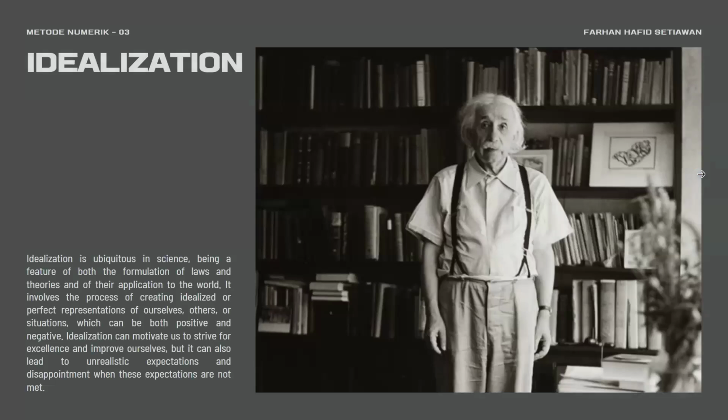Third, we're going to explain idealization. Idealization is a feature in science, being part of both the formulation of laws and the theories of their application to the world. It involves creating idealized or perfect representations of ourselves, others, and situations, which can be both positive and negative. Idealization can motivate us to strive for excellence and improve ourselves, but it can also lead to unrealistic expectations and disappointment when these expectations are not met.